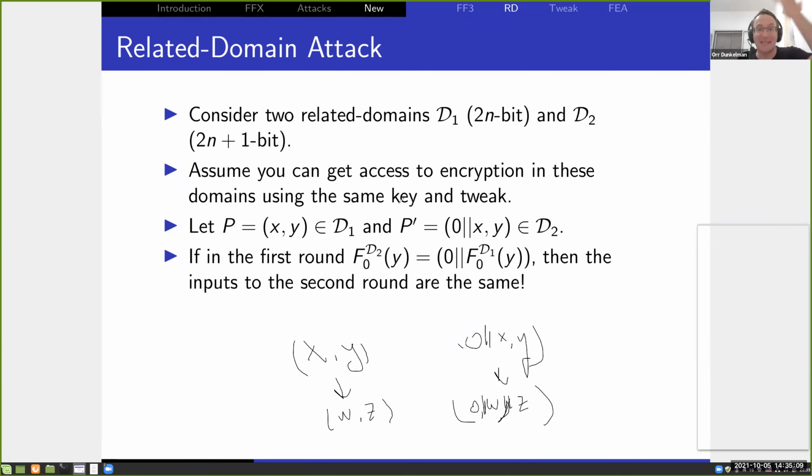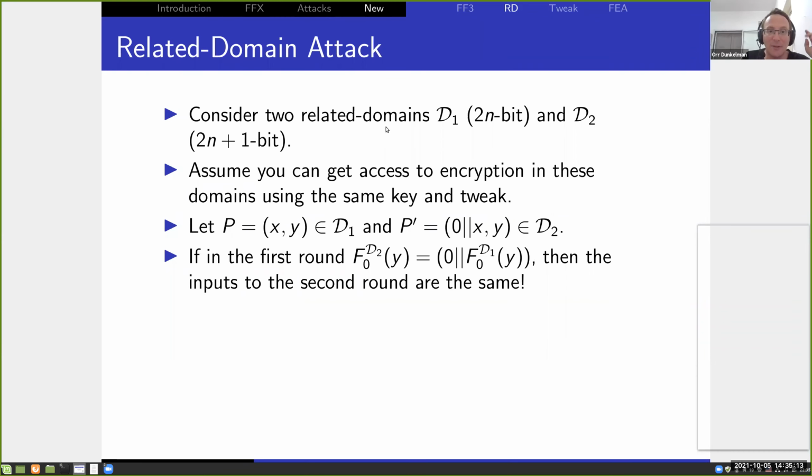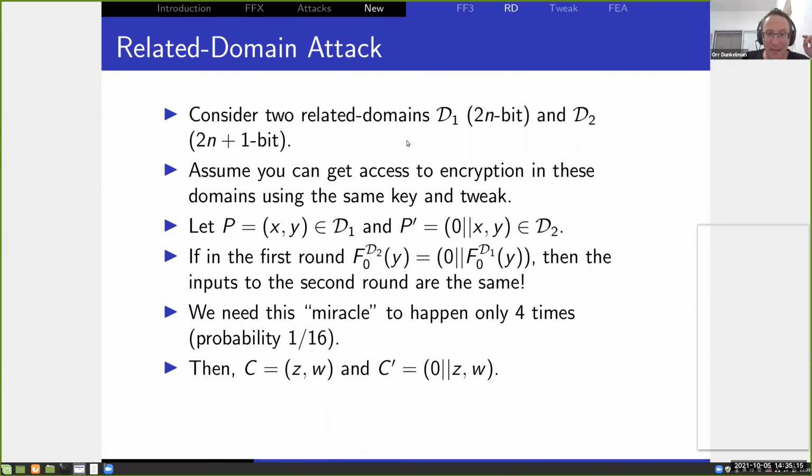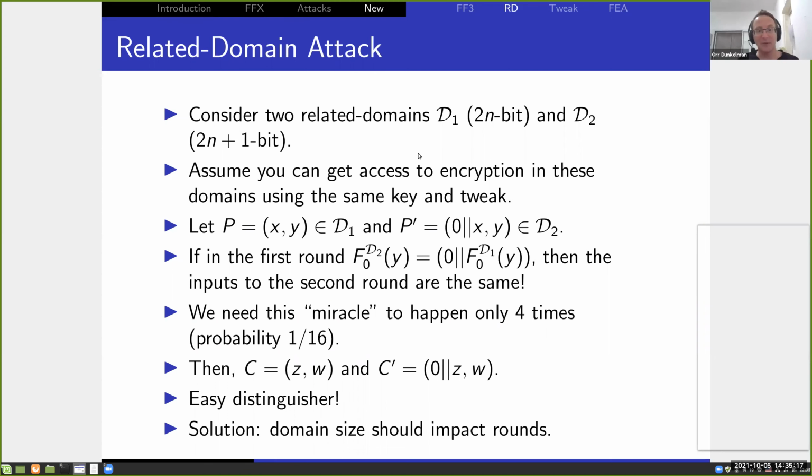And 1/16 is a very high probability. I mean, it's very easy to use this for distinguishing, and you can do other cool stuff. So very easy distinguisher. And of course, the solution is the domain size should impact the rounds. For example, in FF1, part of the things that go into the round function are the domain size.